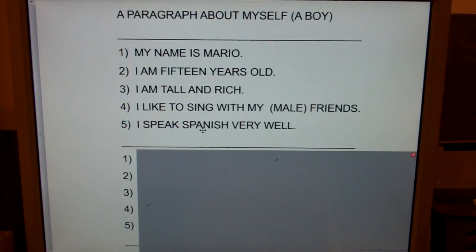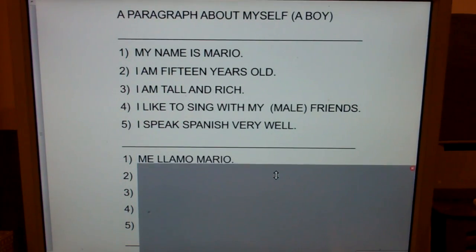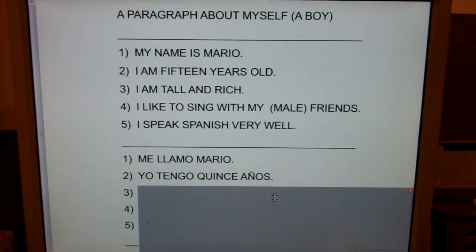Let's consider a paragraph where a boy is describing himself. Number 1, my name is Mario. Me llamo Mario. Number 2, I am 15 years old. Yo tengo 15 años.